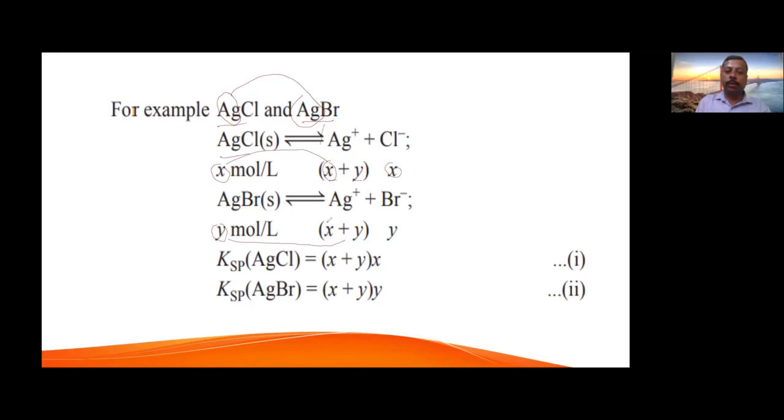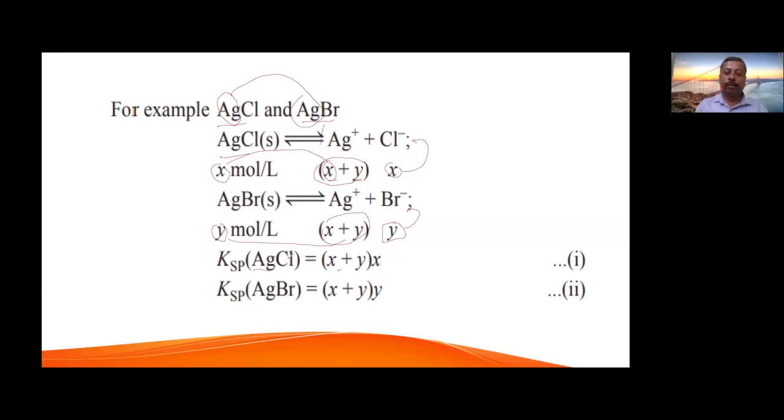That's why I am writing X plus Y here also. Let them come from anybody, but they are present here only. Br minus is exclusively from AgBr, X is exclusively from AgCl. But when you count the KSP, for AgCl, Ag plus into Cl minus, Ag plus is how much? X plus Y. Cl minus is how much? X. Whereas for AgBr, Ag plus is X plus Y, Br minus is Y.